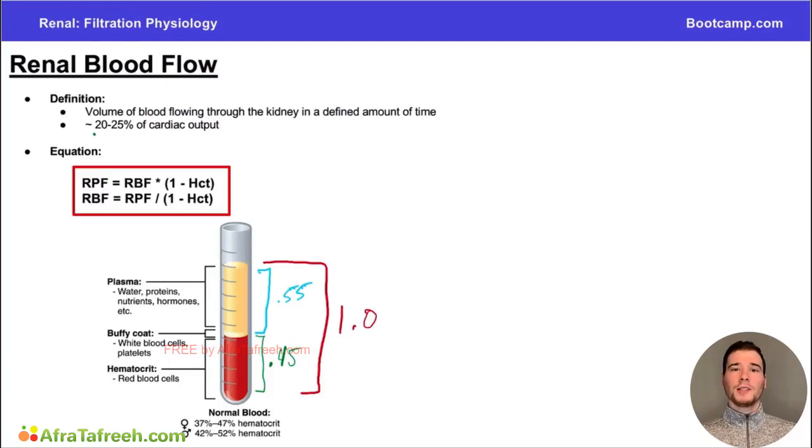So the things they want you to know for renal blood flow is, again, definition and how to apply an equation to the concepts. So the definition is the volume of blood flowing through the kidney in a defined amount of time. It's kind of a theme here with these definitions: volume of plasma, volume of blood, etc. It's approximately 20 to 25% of cardiac output. So really that is to say that the kidneys get a ton of our blood flow. And this is why our kidneys are very predisposed to ischemic changes. If they're not getting that blood flow, they're not getting that oxygen, they can go through ischemia pretty quickly.